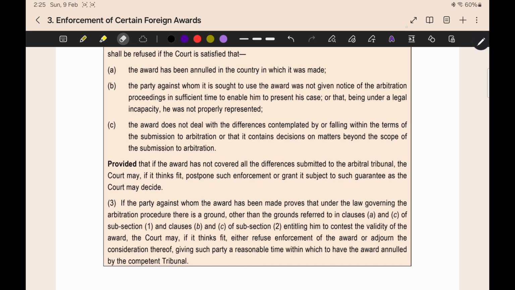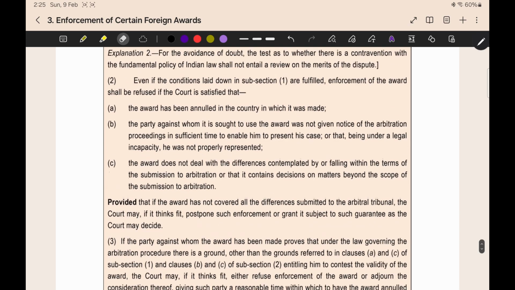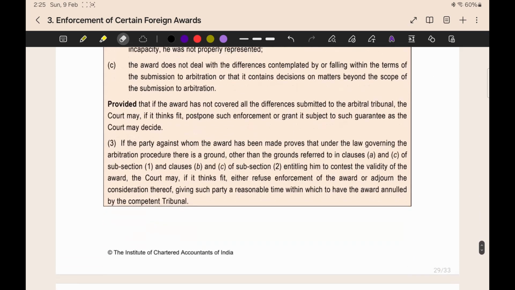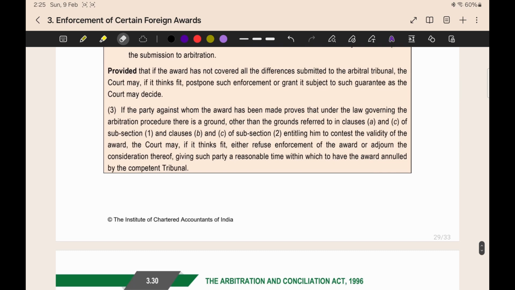Now here we have another point, subsection 3. Here what they are telling is that above we have told so many grounds. The court should identify by itself, the party should furnish the proof. Like that we have many grounds. But other than those grounds, the unfavorable party proves to the court that there is a ground other than the ground specified, for contesting the validity. On that ground, I can contest the validity of the award. Like that, the unfavorable party is saying.